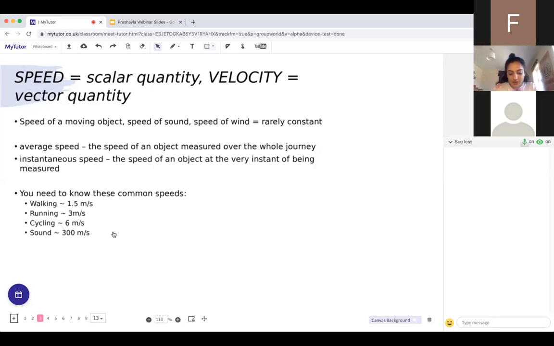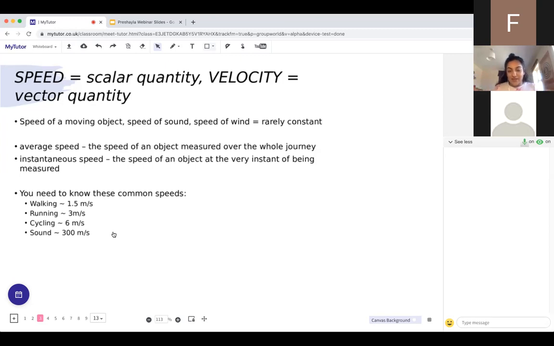Now we have two types of speed. We have average speed and we have instantaneous speed. So average speed is the speed kind of over a period of time. So from 0 seconds to 30 seconds, what speed were they doing? What speed was the car doing?